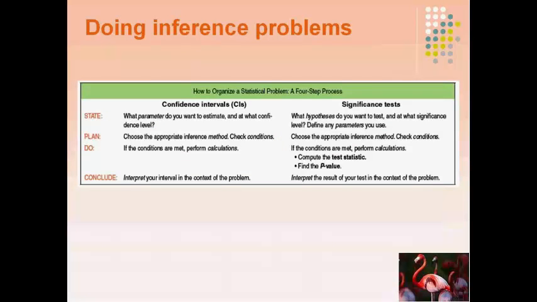And you can see in parallel, if you think about the 4 components of the inference rubric I mentioned, the state part is about the parameters, the plan part is about checking the conditions that are required for doing that inference method. The do part is what the kids love to do. That's the part where they do the calculations. And the conclude part is really where you interpret in context.